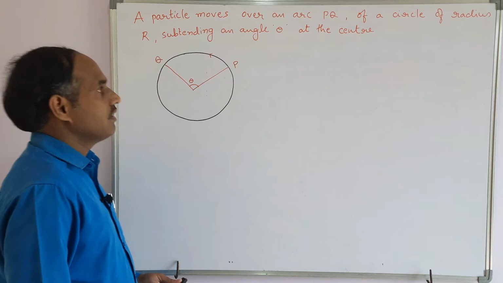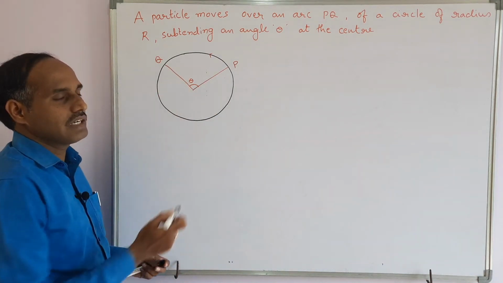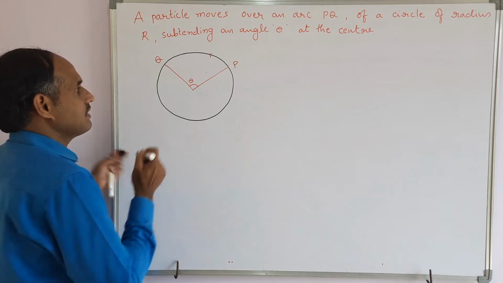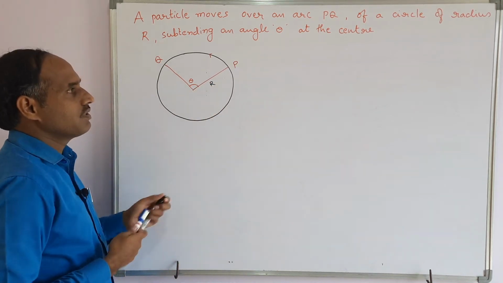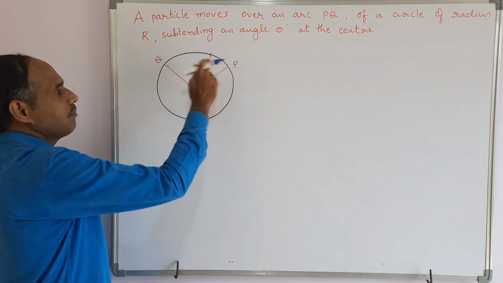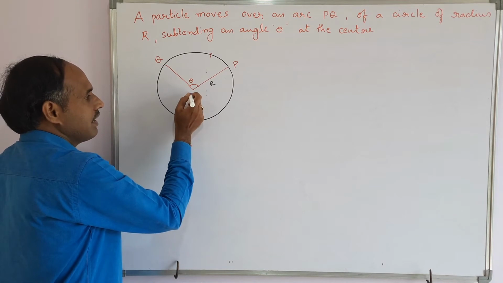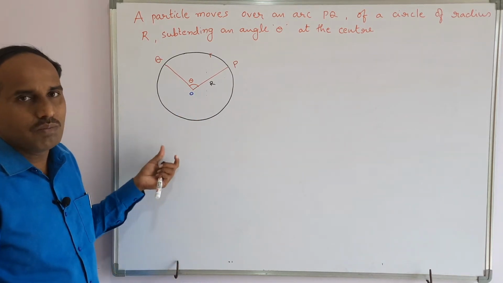Okay, so in this, one application is that a particle moves along the circumference of a circle of radius r. It started its motion from point P and reaches point Q, so that this arc PQ makes an angle theta at the center. So then what are the distance and displacement in this course of motion?